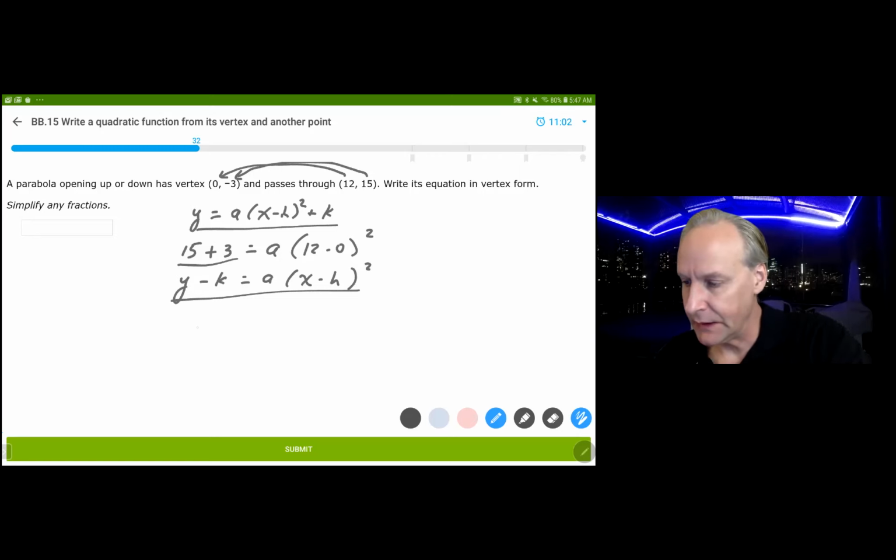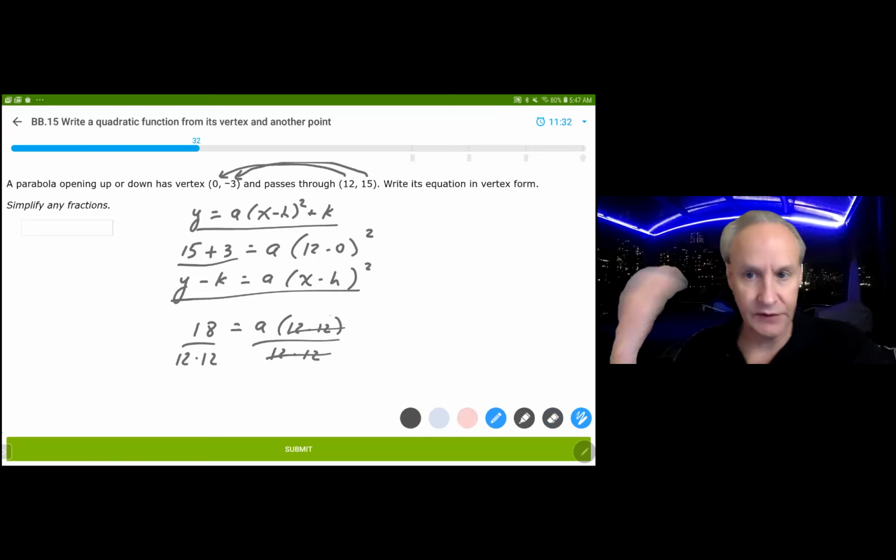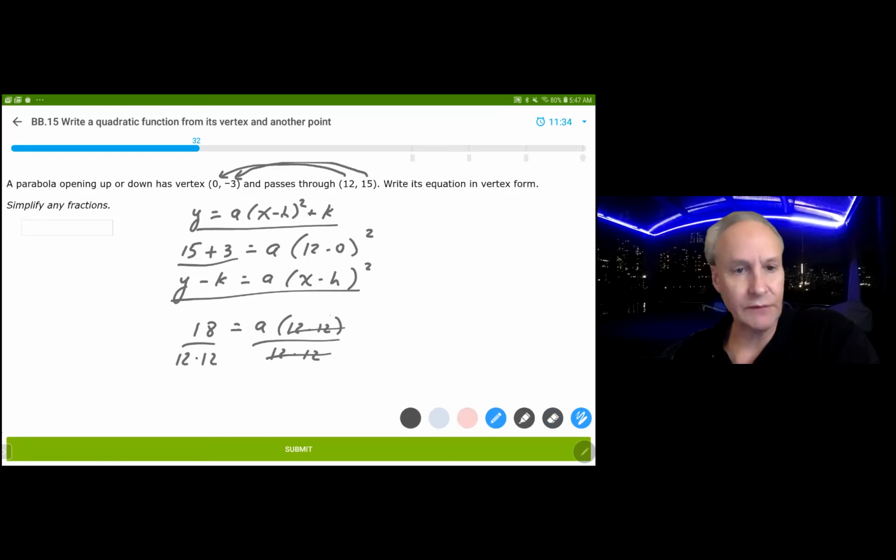15 plus 3 is 18, and that's equal to a times 12 squared is 144. I would have probably just left it as 12 times 12 when I divided, instead of putting in 144. I would have left it like this, 12 times 12. It's just easier to reduce that way. I would have reduced it in my head, but instead of thinking of it as 144, I would think of it as 12 times 12.